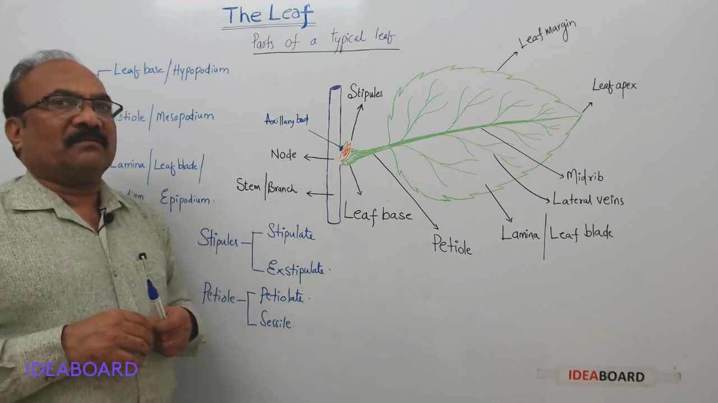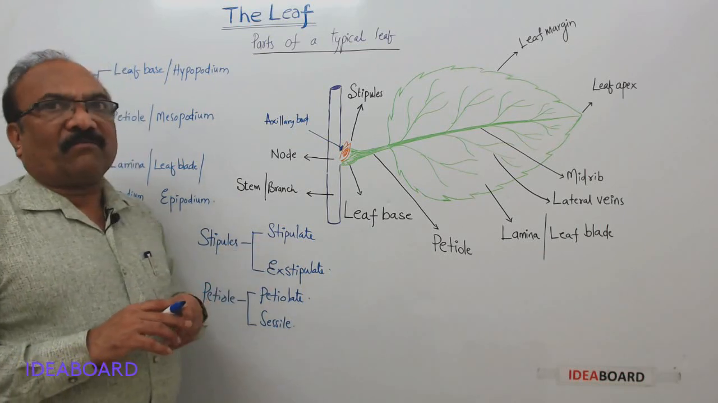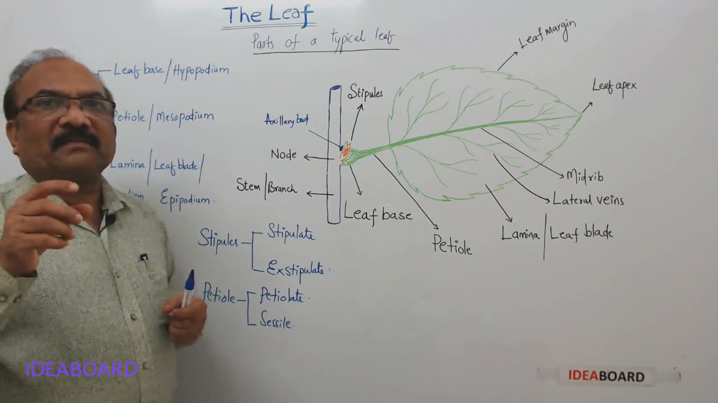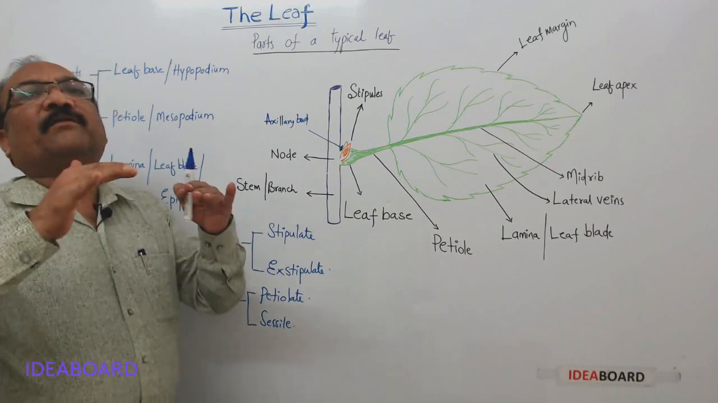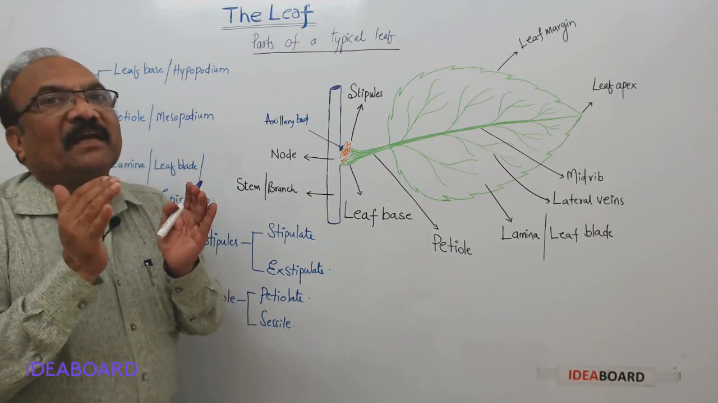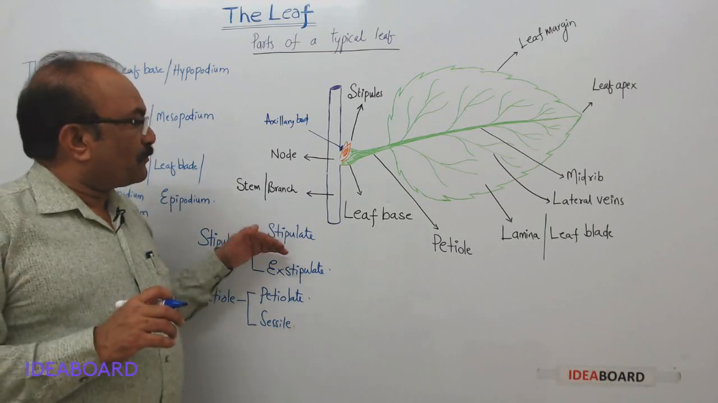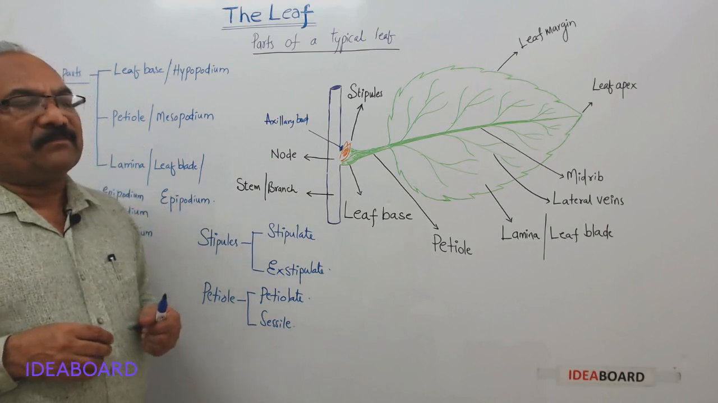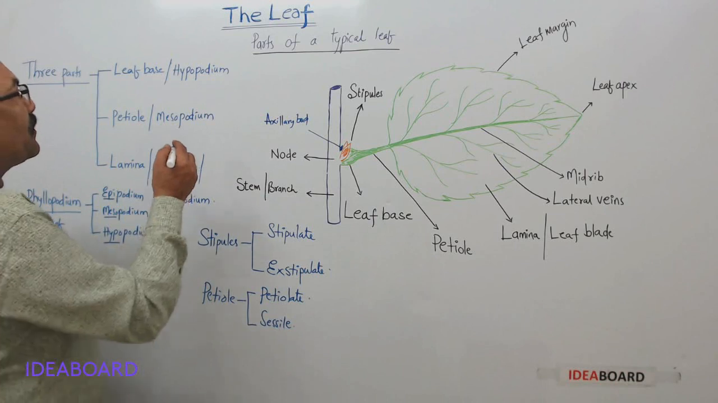Again, we get a doubt. Here also some leaves are without stipule. Then how will the axillary bud be protected? Actually, remember the axillary bud is composed of meristematic tissue, and is already protected by the young leaves, which are called primordial leaves. So when stipules are present, they are providing what? Extra protection to the axillary bud. So that is the thing.